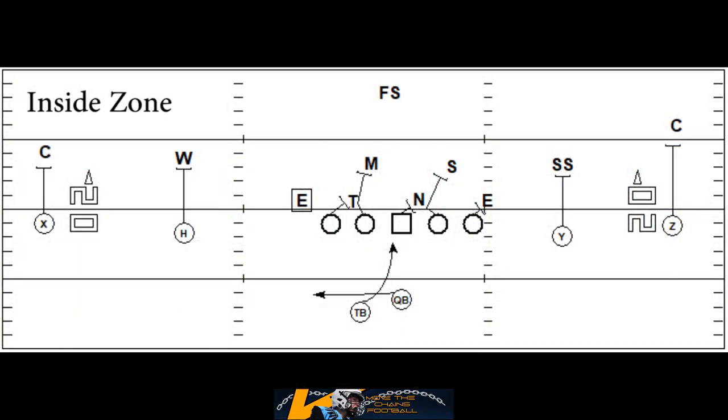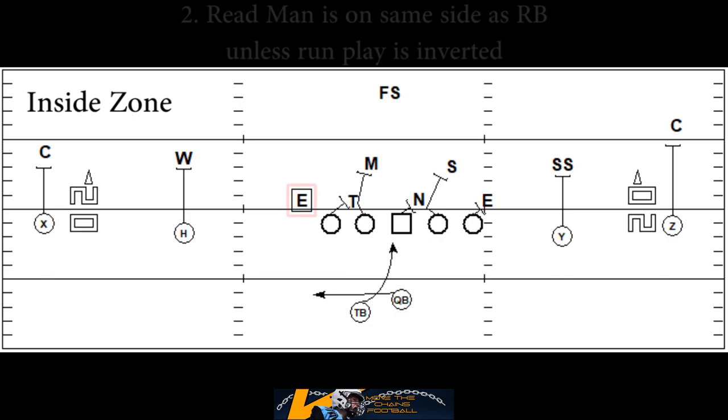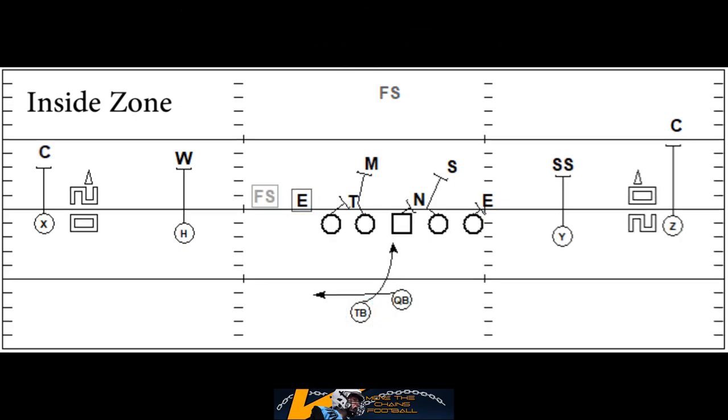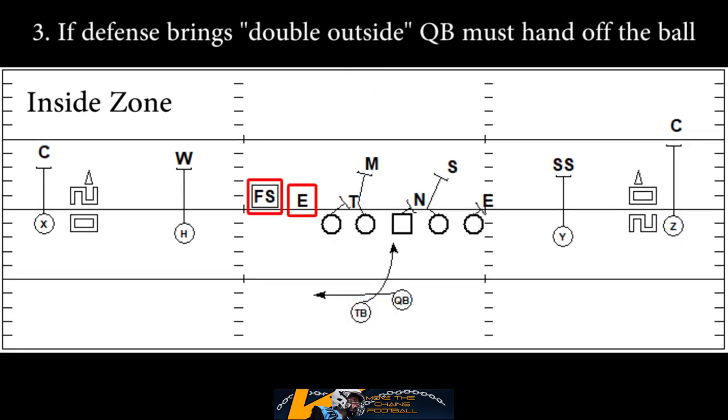Now that we've come to the end of our in-game examples, I'll just leave you with a few important rules to remember when running the read option. So, number one, the read man is always the end man on the line of scrimmage. Whether it's a defensive end or an outside linebacker, it doesn't matter. Whoever the most outside defender is on the line of scrimmage, that's who the quarterback is reading. Number two, the read man is always going to be on the same side as the running back, unless the run play is inverted. And number three, if the defense shows a double outside look, the quarterback has to hand off the football every time.